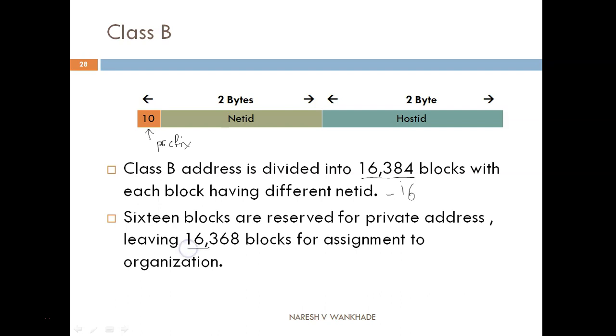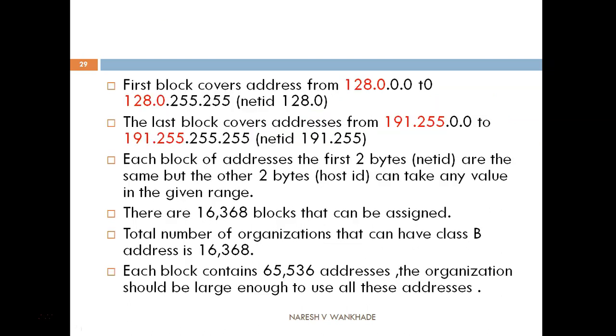Means how many blocks are there? 16,368 blocks are there for assignment to organization. Means only this number of addresses are used there for organization. We know that in class B addressing, first 2 bytes are reserved for network ID, which is given in red color, and these 2 bytes are there for host ID.